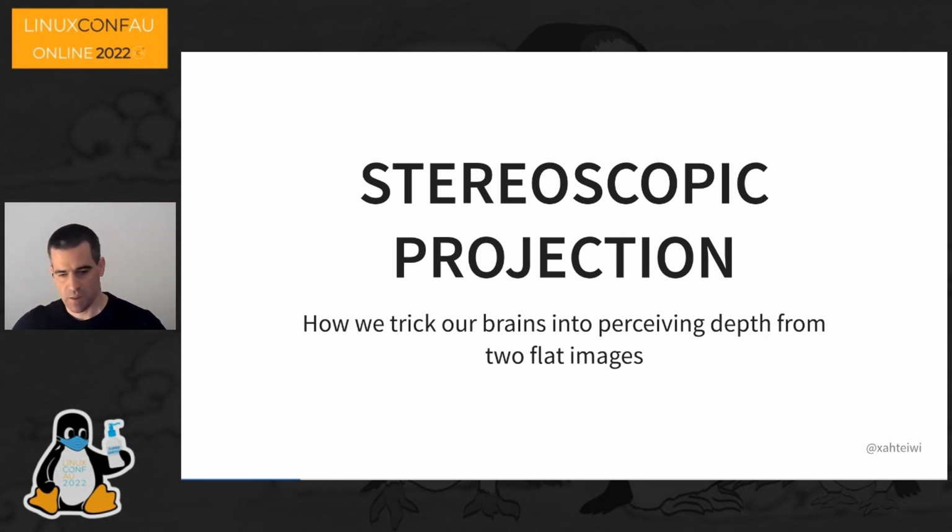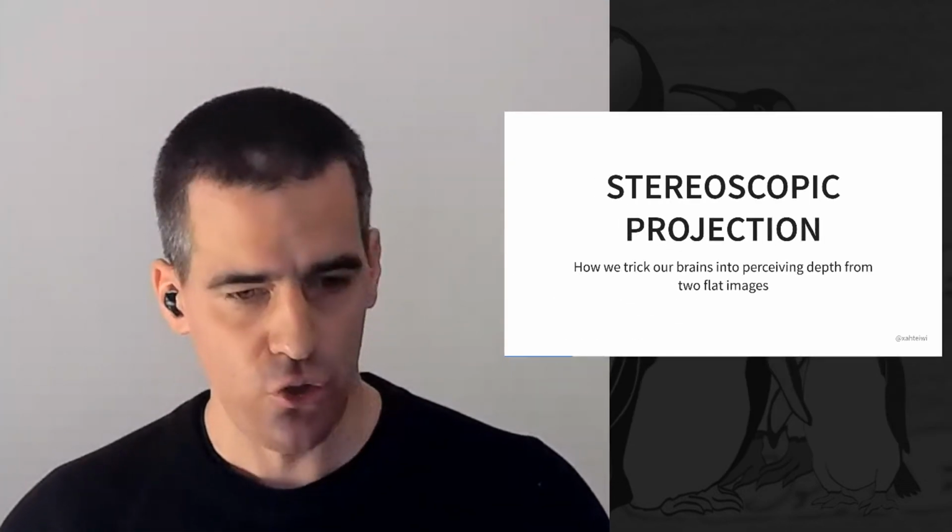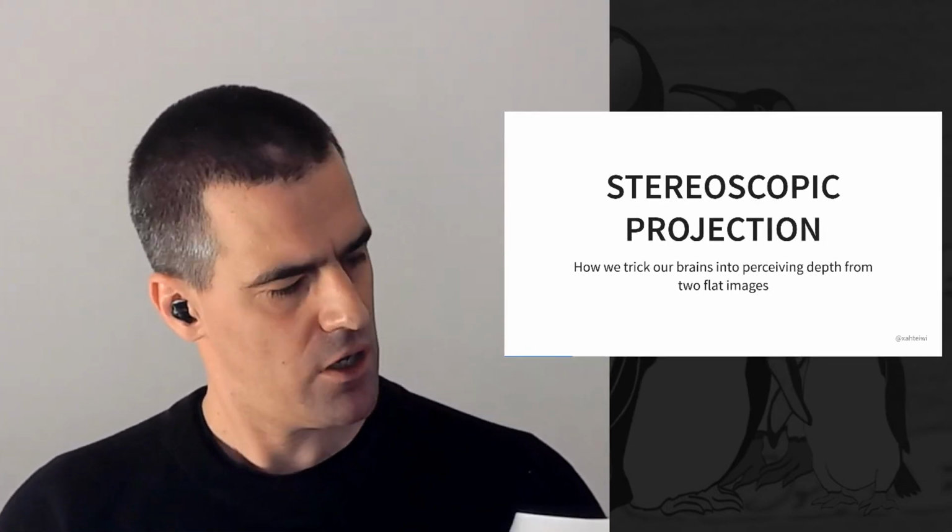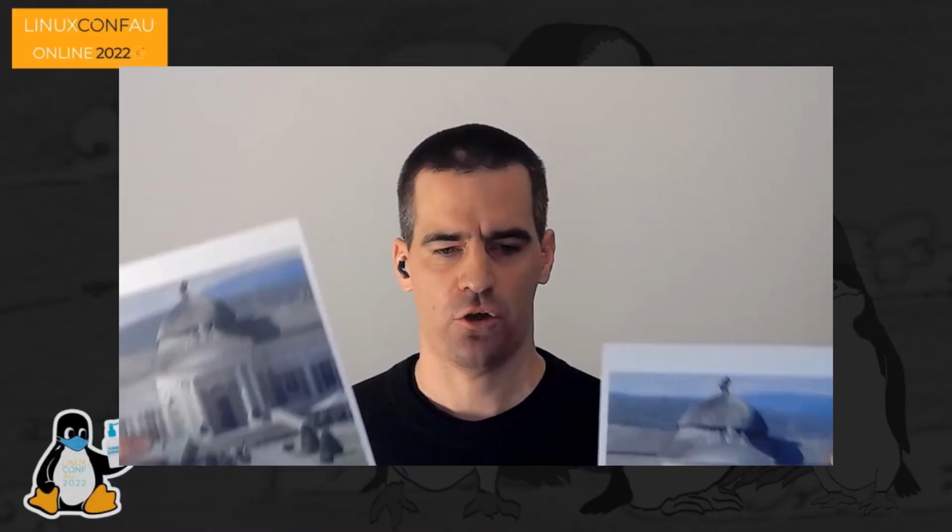So, for example, I've got two-dimensional images here, and this one might correspond to what your left eye sees, and this one corresponds to what your right eye sees. So here's an example of such an image. Don't worry for now about how we make those and how we make that happen. We'll get to that in a jiffy.